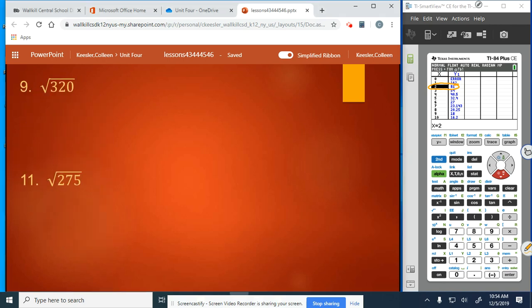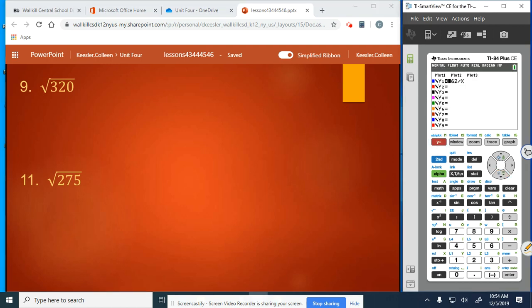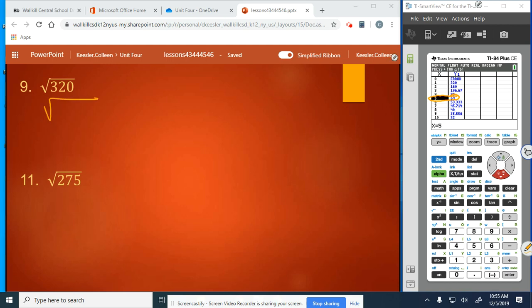Number 9, we have 320. So I go back to my table, enter in 320, and I look for a perfect square factor. So I have 1 in 320, 2 in 160, 4 and 80. 4 is a perfect square, but I want to see if there's a larger one. 5 and 64. So 64 would be my largest perfect square factor. So I'm going to write square root 64 times 5. Square root of 64 is 8, and I'm left with square root of 5.